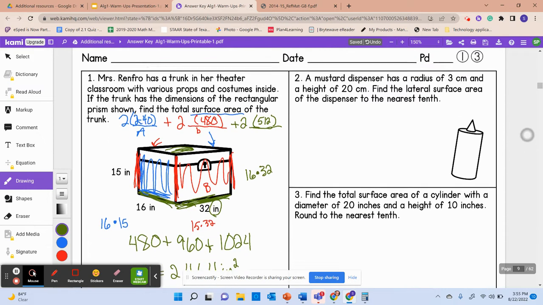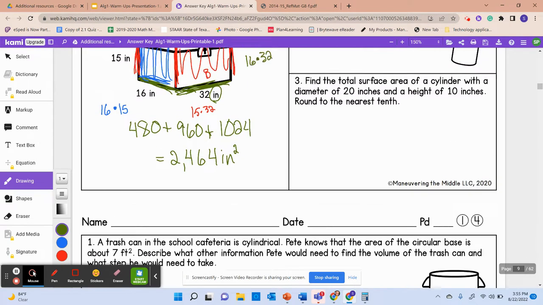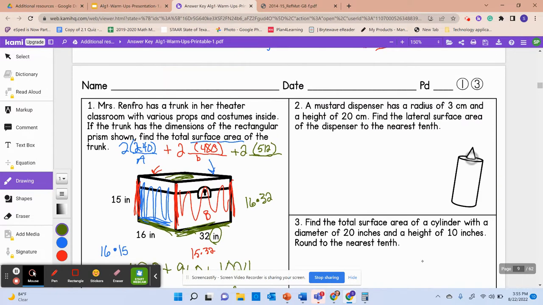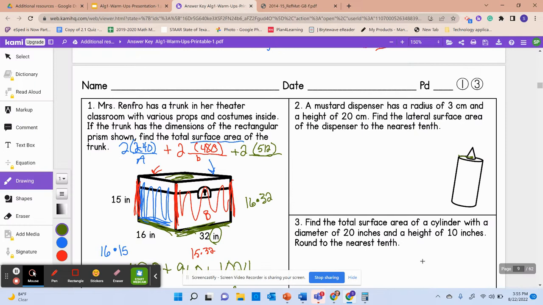All right, so a mustard dispenser has a radius of 3 centimeters. Radius means that from the very center of the circle to an edge is 3 centimeters, and a height of 20 centimeters. Find the lateral surface area of the dispenser. So let's check, the lateral surface area of a cylinder is 2 pi r height. So let's go ahead and write that down.